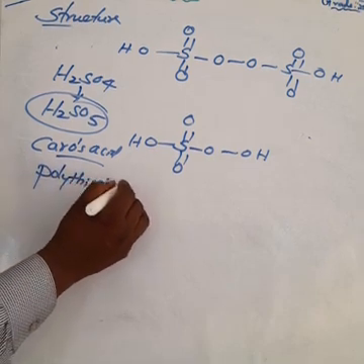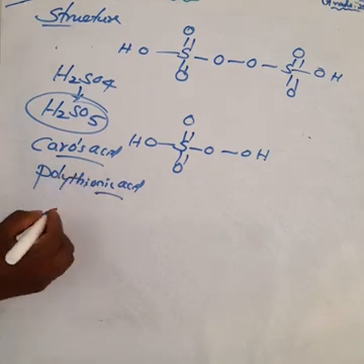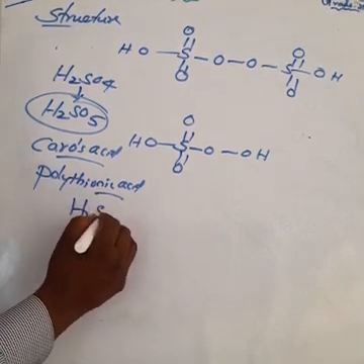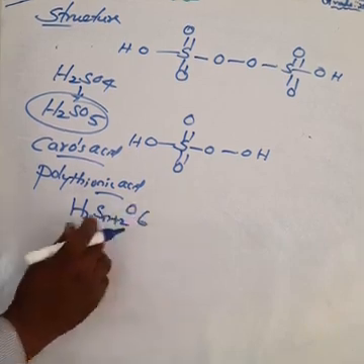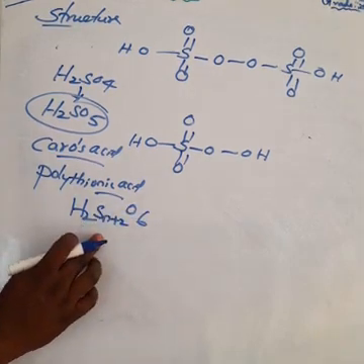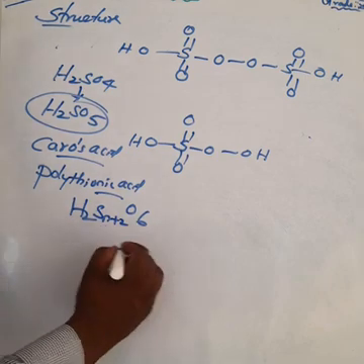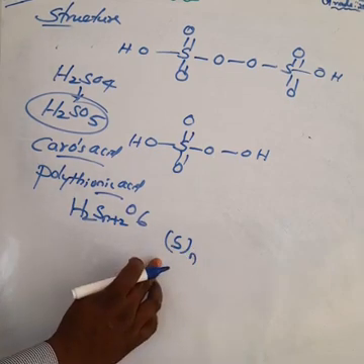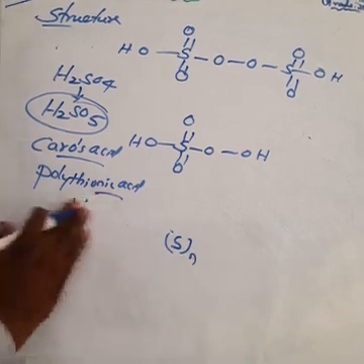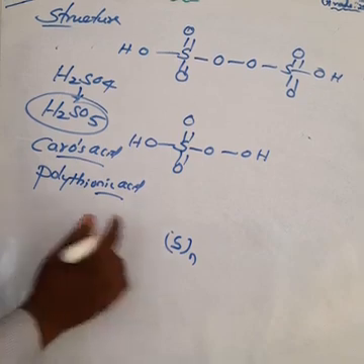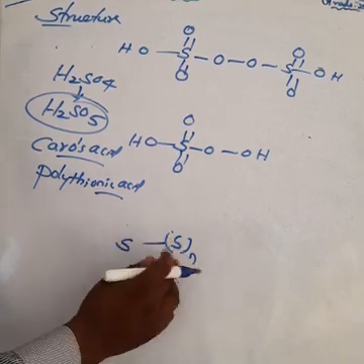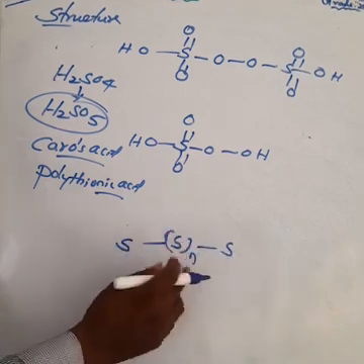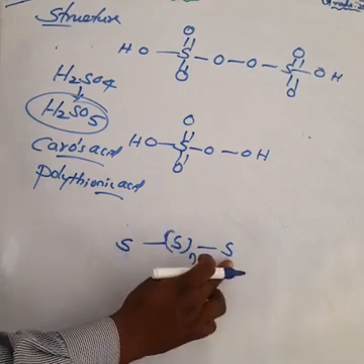Polythionic acid formula. Poly means more. Okay, more than one sulfur, we call it polythionic acid. H2SN+2O6, that's the formula. So sulfur, that is N number, am I right? N number. So first you write sulfur, then again sulfur N number, in a bracket you write sulfur enclosed in a bracket, N number, then again one more sulfur.